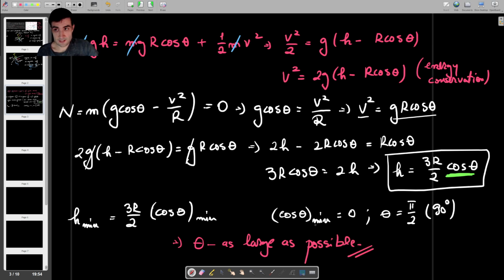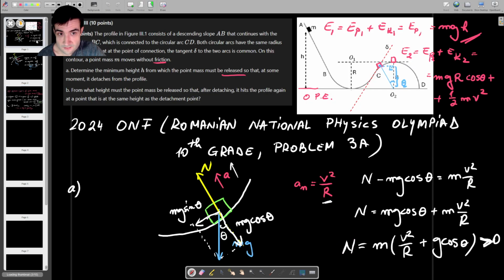Now, the angle theta does not ever go to 90 degrees, because when this angle theta is 90 degrees, our object is here, right? And this angle here would be 90 degrees. But at this point, the object is not actually on the concave path. So we have to look at what is the largest angle such that the object is still on the concave path.